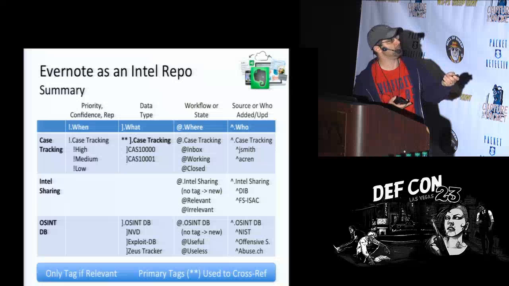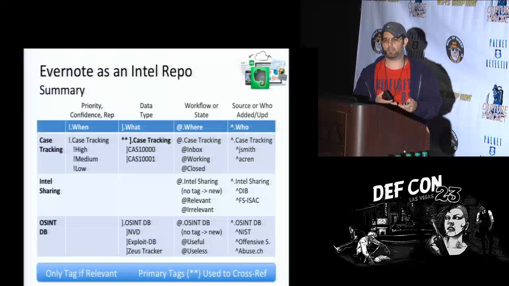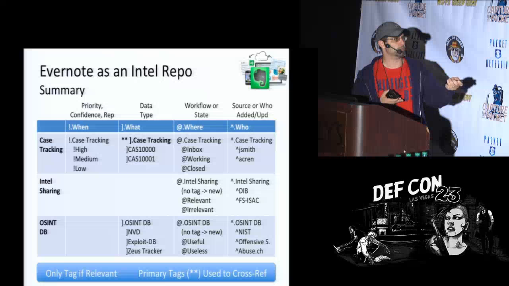And then "where" I'm using as sort of a workflow or state. So, for case tracking, I already talked about inbox, working, closed, right? For intel sharing, no tag basically means new, but maybe somebody looks at it and determines that it's junk or it's just not relevant. So you could tag it with either relevant or irrelevant. And then the same thing with the OSINT database as well, if it's useful or useless.